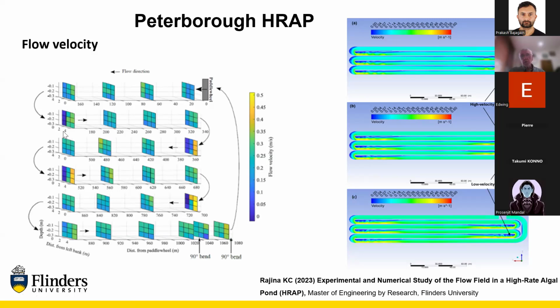But overall, we think this is really quite a well-mixed pond with the single paddle wheel. And the mean flow velocity in here was 0.2 meters per second in the whole channel.